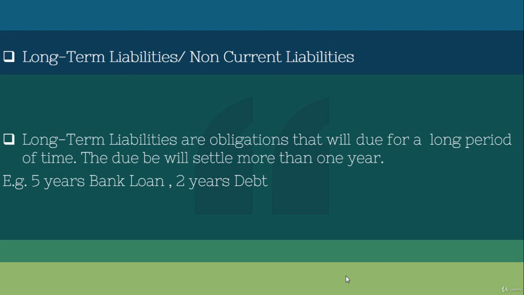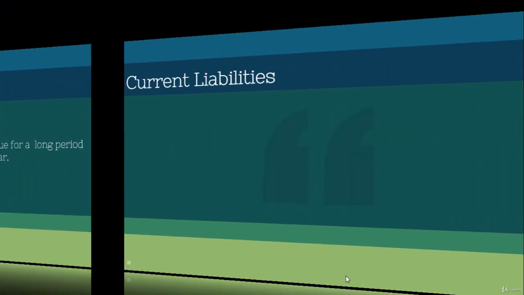And then a second example, a 2-year debt. 2 years means it's more than 1 year, so that's what we call non-current liabilities. So those are debts of more than 1 year, which we call non-current liabilities, and the other one is current liabilities.